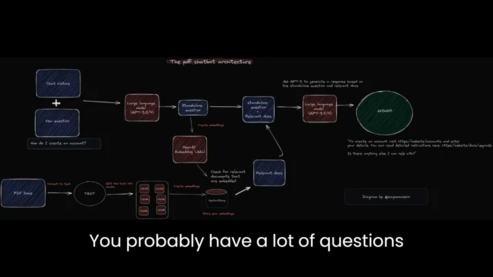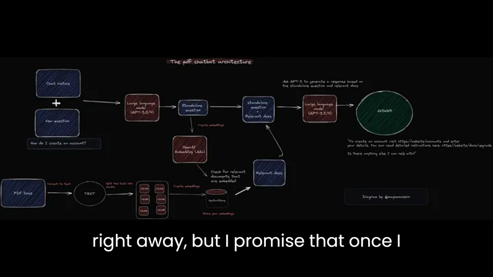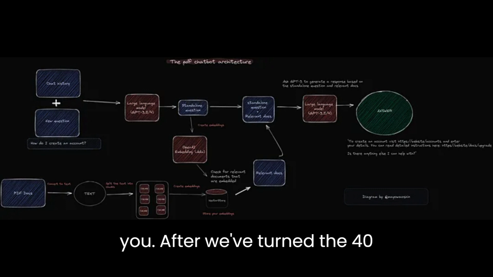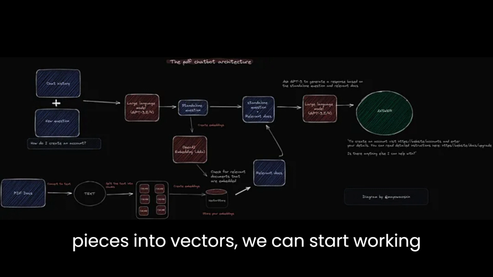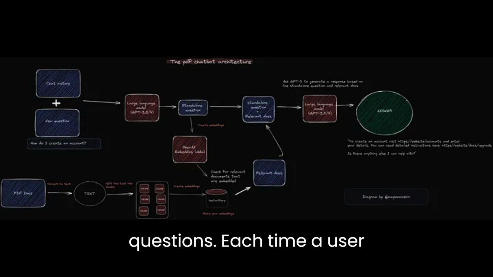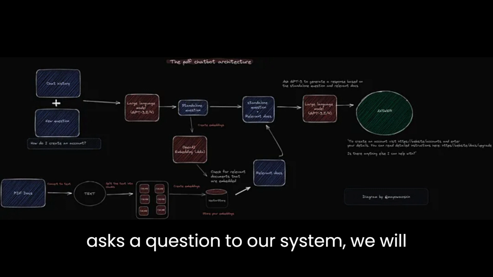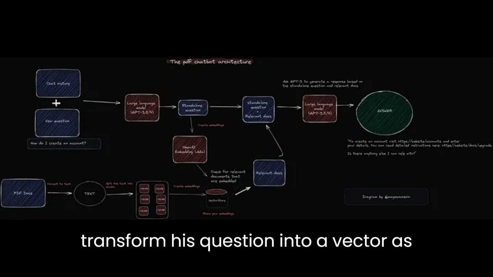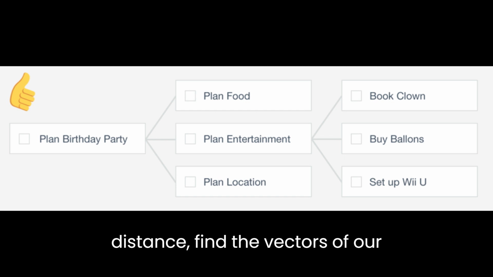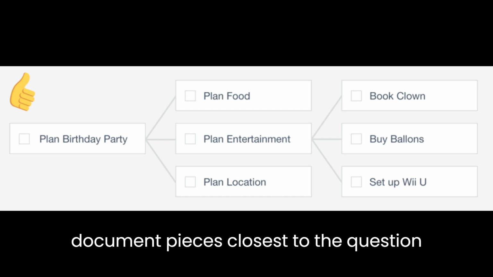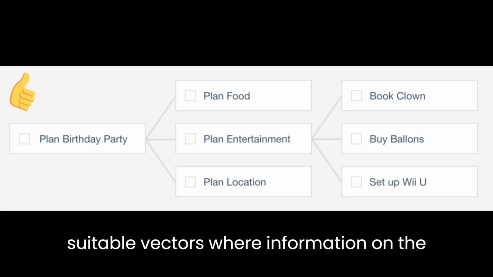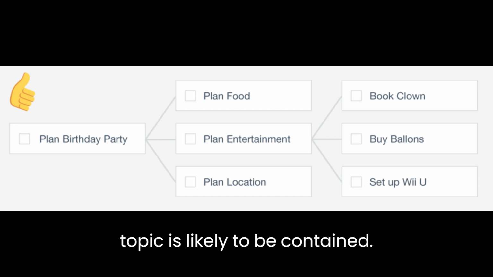You probably have a lot of questions right away, but I promise that once I finish, everything will become clear to you. After we've turned the 40 pieces into vectors, we can start working with them and use them to answer questions. Each time a user asks a question to our system, we will transform their question into a vector as well, and then, using cosine distance, find the vectors of our document pieces closest to the question vector. It will search for the most suitable vectors where information on the topic is likely to be contained.